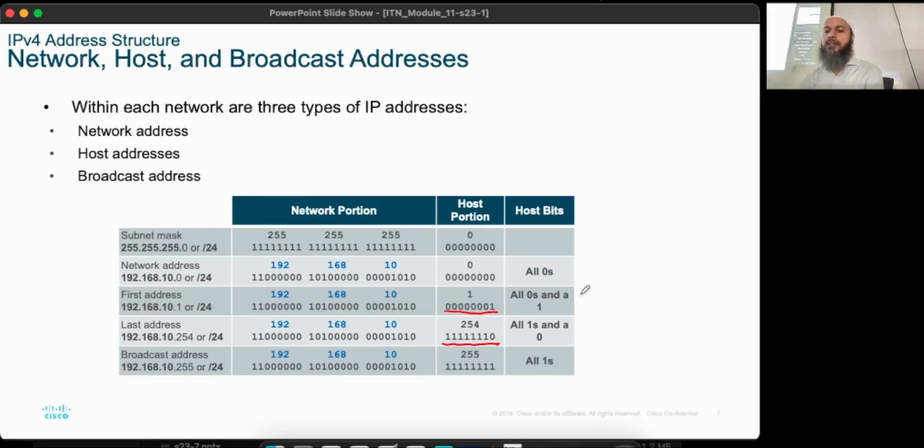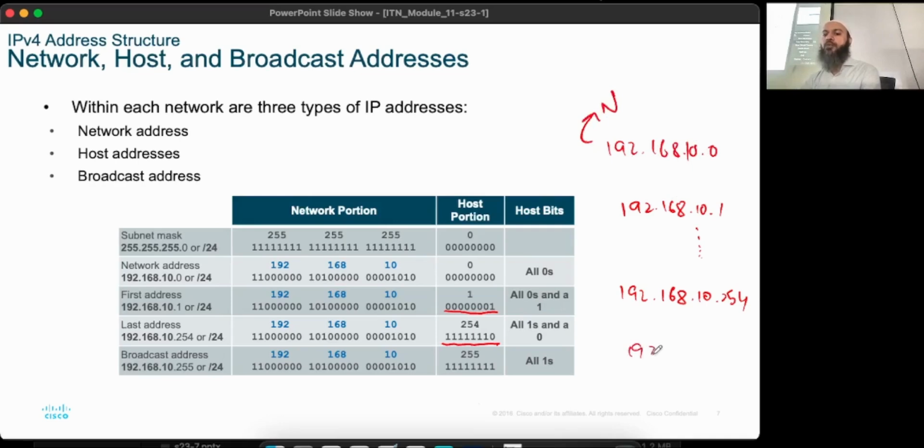Okay. So the valid addresses that you have are 192.168.10.1 all the way up to 192.168.10.254. Okay. Over here, 192.168.10.0 is the network address and 192.168.10.255 is the broadcast address. Make sense? Okay. You have a choice to use all of these for your hosts within this network. Make sense? Okay. All right.